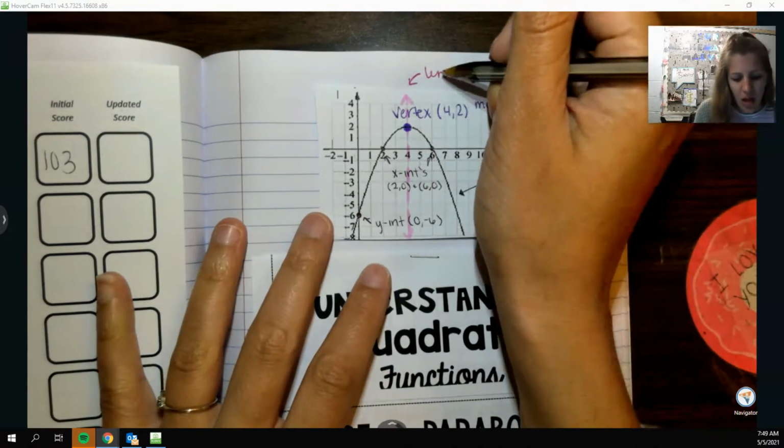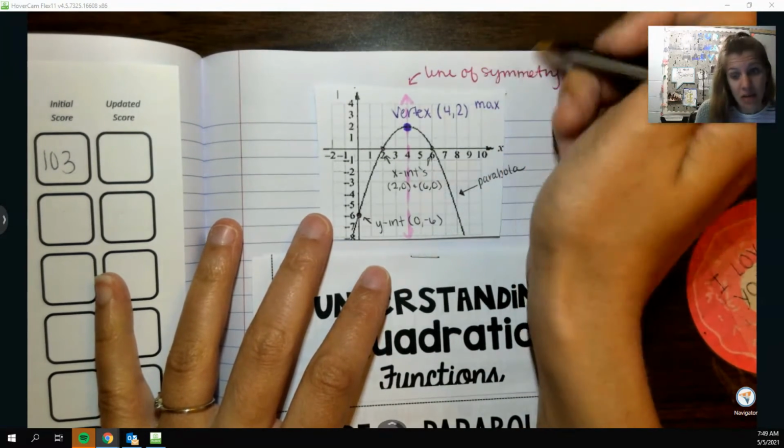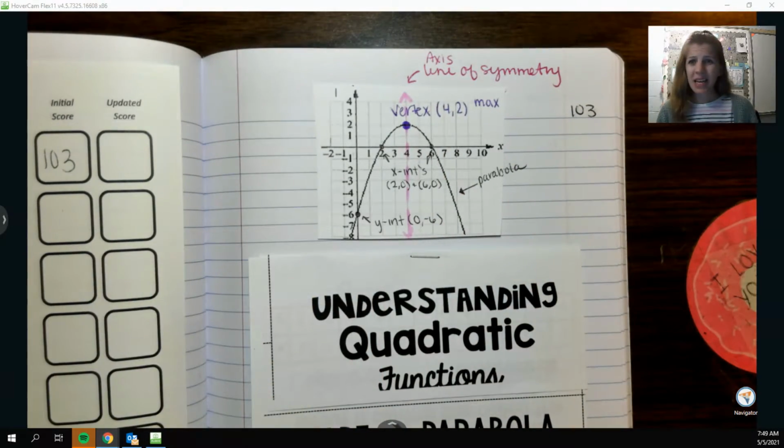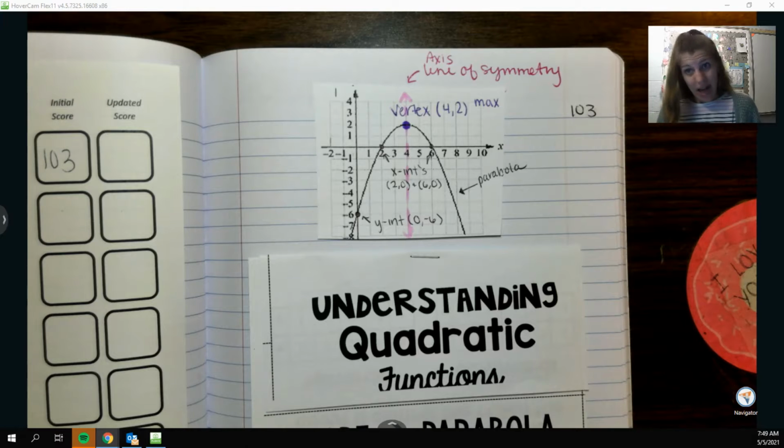Some people will also call it, instead of a line of symmetry, an axis of symmetry, because it's not the x-axis or the y-axis, but it's kind of like that. It's a spot that's pretty important that cuts a thing in half.